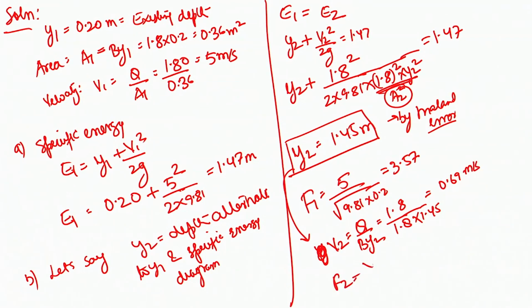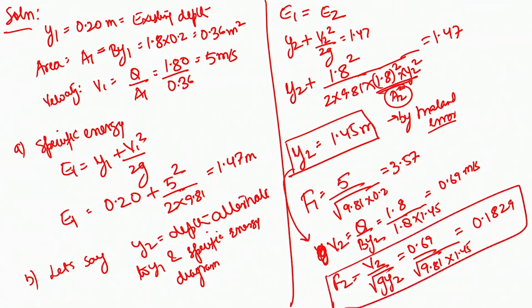Therefore, F2 is V2 by under root g y2, and this comes out to be 0.69 over under root 9.81 into 1.45, this equals 0.1829. So, F2 comes out to be 0.1829. So, we have found, using the concept of specific energy, everything that was required. All right.